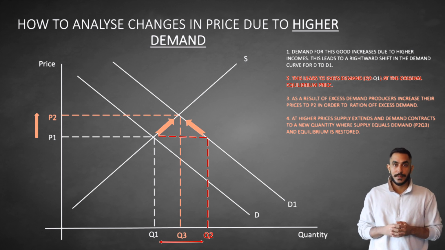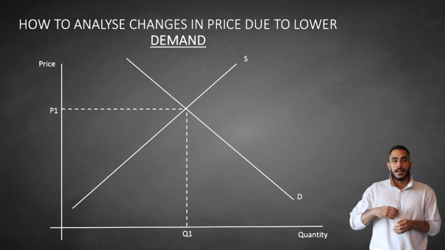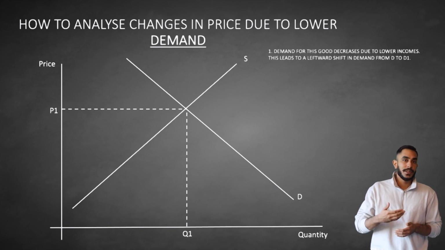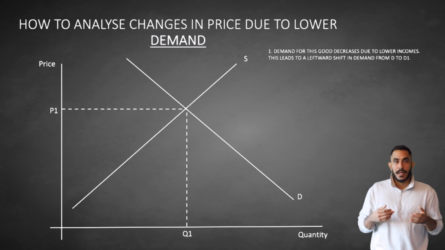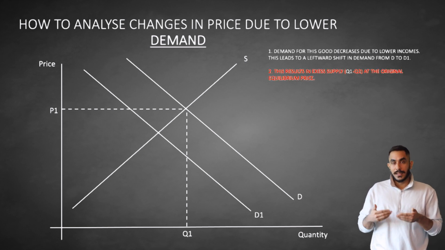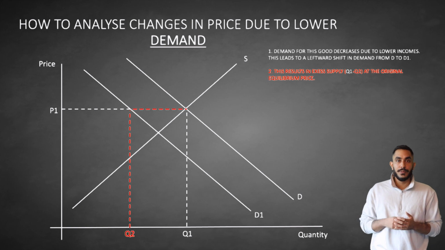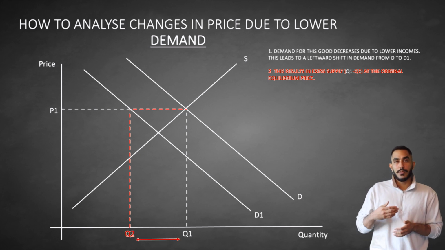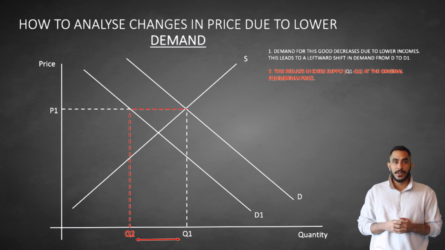to change. In this example, the demand for the good has decreased due to a change in a condition of demand. In this example, let's assume it's because incomes are now lower. This will lead to a leftward shift in the demand curve from D to D1. As a result, there will be excess supply at the original equilibrium price of P1, equal to Q1 minus Q2.